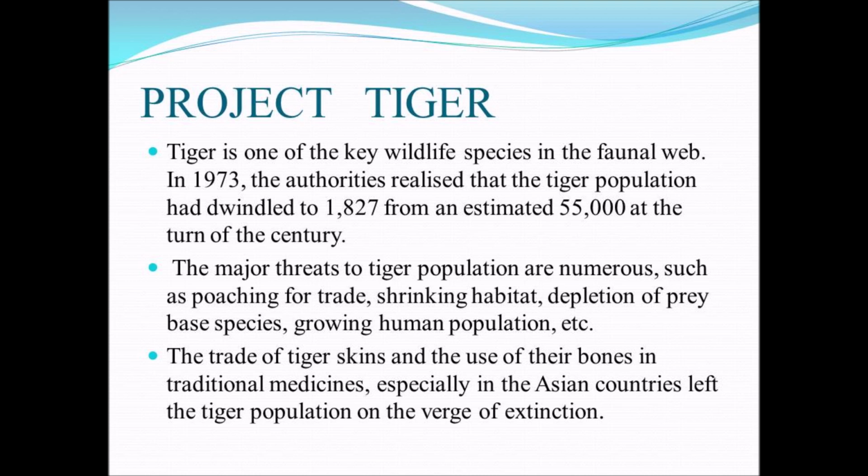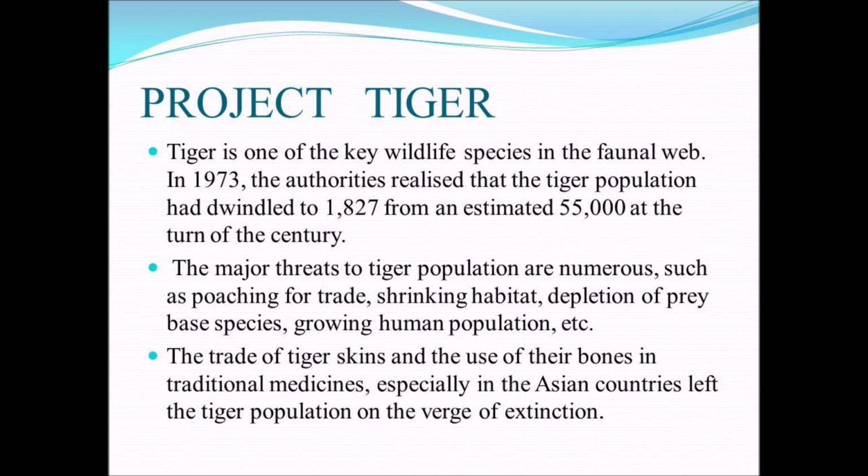So Project Tiger is a tiger conservation program launched in April 1973 by the Government of India, and this project aims at conserving the population of Bengal tigers, protecting them from extinction. The major threats to the tiger population are numerous, such as poaching. What do you mean by poaching? It's the illegal shooting or trapping of animals which are forbidden or restricted.